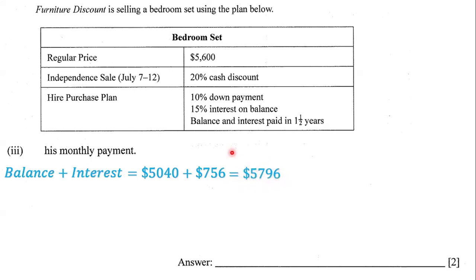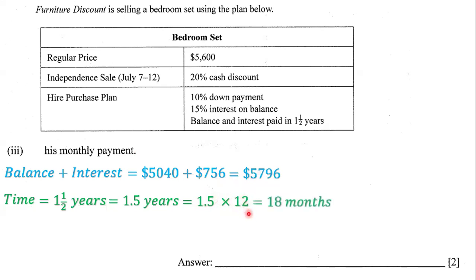Now he has to pay this balance and the interest in 1.5 years. Now, what is 1.5 years? If we want to express it in terms of months, we're going to say 1.5 multiplied by 12. The reason why we say 1.5 multiplied by 12 is because we know that there are 12 months in the year. And so this is going to be 1.5 multiplied by 12, which is equal to 18 months. So 1.5 years is equal to 18 months.